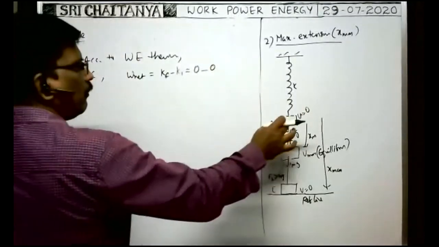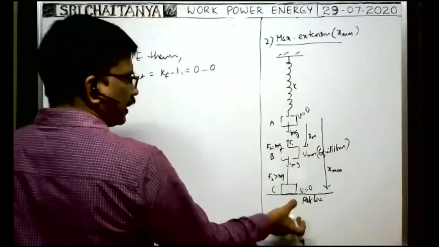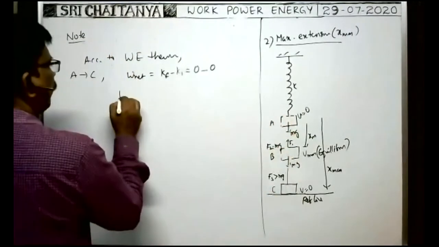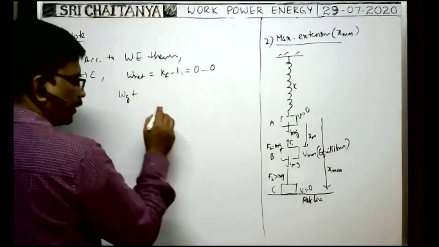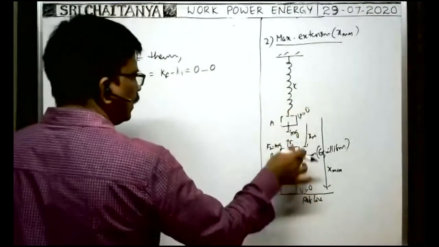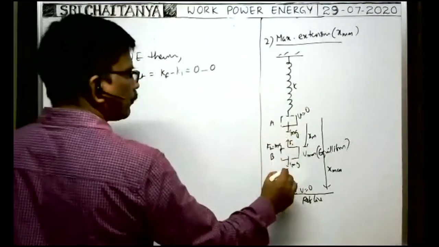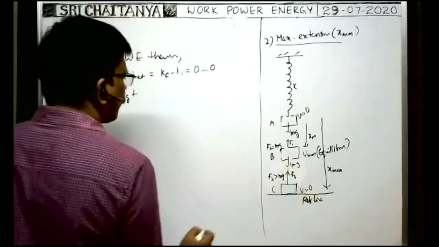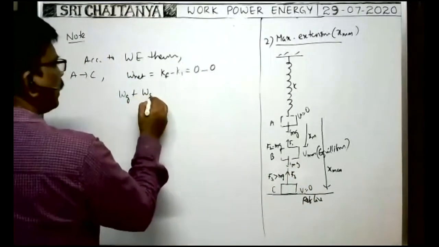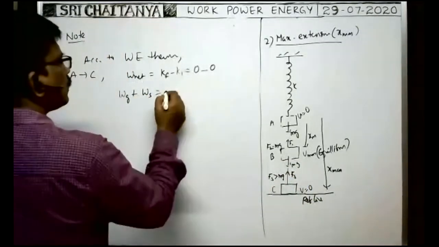Net work done means, while the block is coming down, gravitational force acts on the block. That's why work is done by the gravity. Plus, at the same time, while the block is coming down, spring force acts on the block upwards, no? Spring force acts on the block in upward direction. That's why work is done by the spring force also. That is equal to 0.